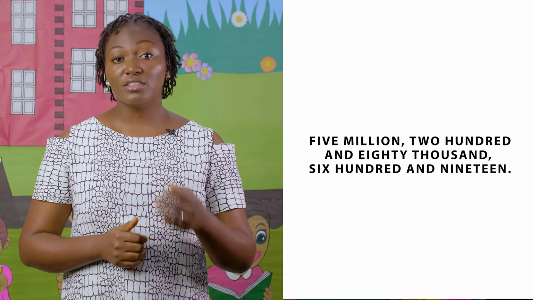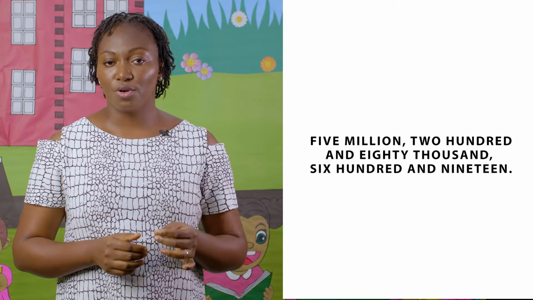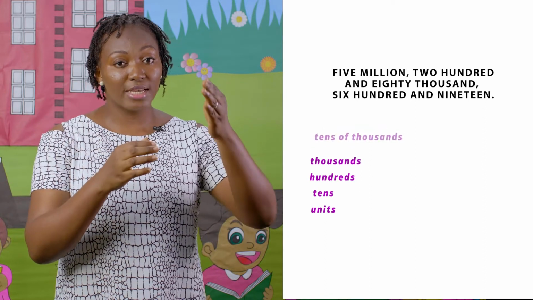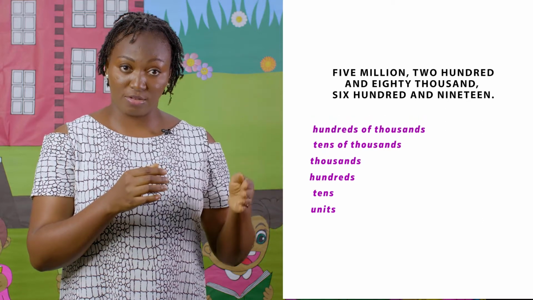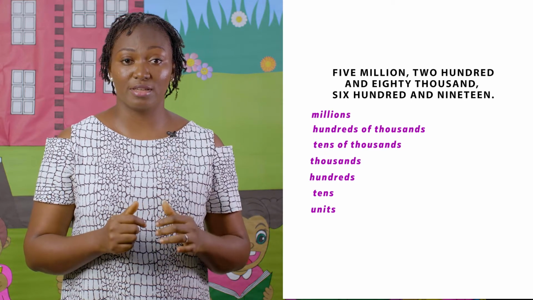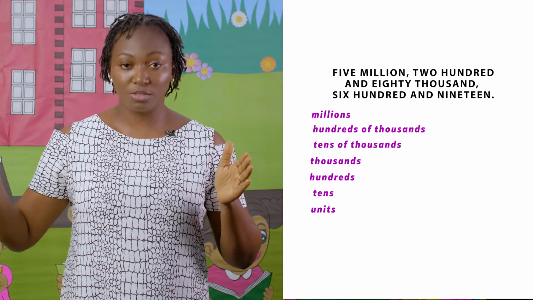5,280,619. The first thing you have to do is to note the place value of the number you have read. The first one says 5 million, which tells you that your place value is going to be from the unit to the million. So once again, you write them out. Unit, tens, hundreds, thousands, tens of thousands, hundreds of thousands, million. Now, we're going to take the numbers one after the other, write them in the right position, and fill up the remaining spaces with zeros.